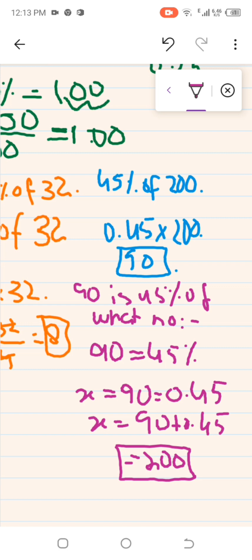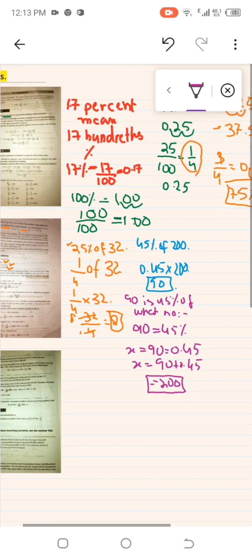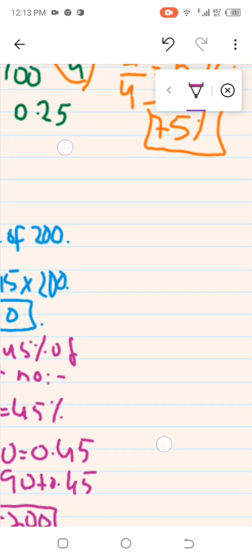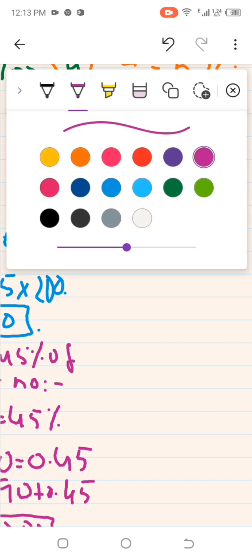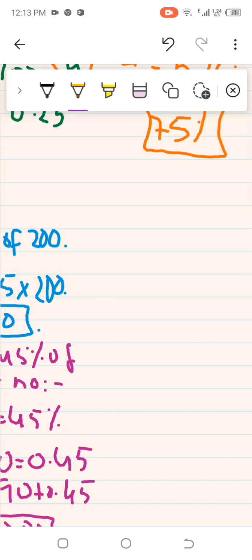90, 45% का number है, कौन से number पर? 200 पर. Okay. So here we have the third question. Here we will solve this. The third question they've asked: 90 is what percent of 200? 90 एक क्या percentage है? 90 is कौन सी percentage है 200 की? 90 is what percent of 200?